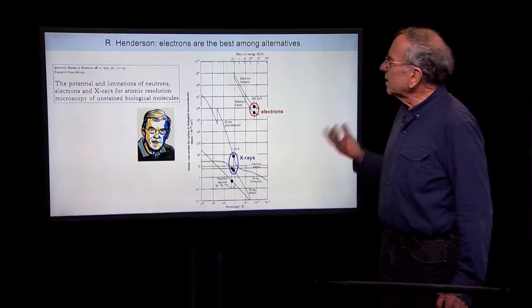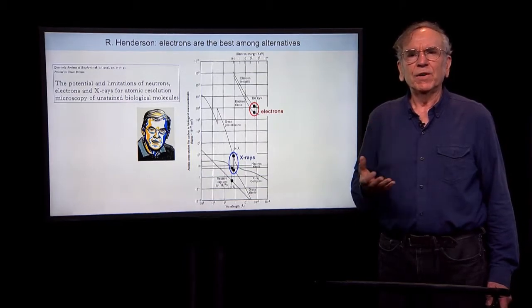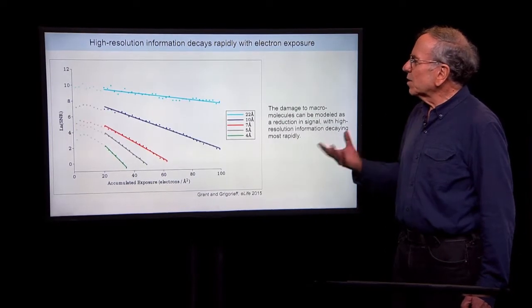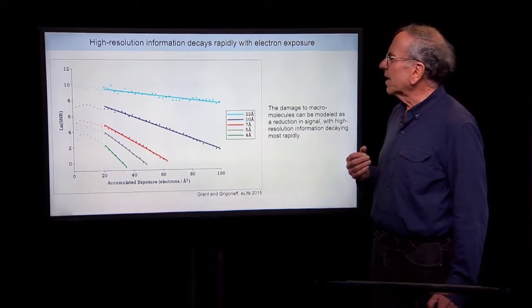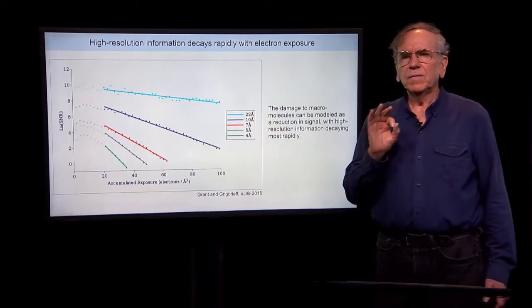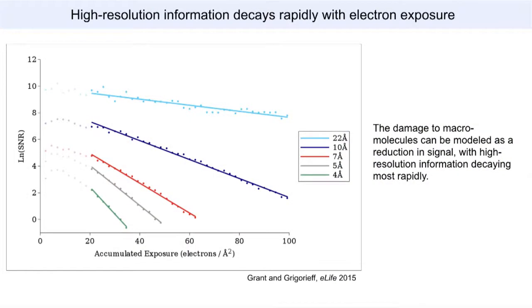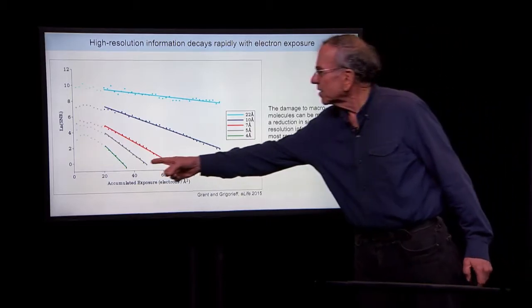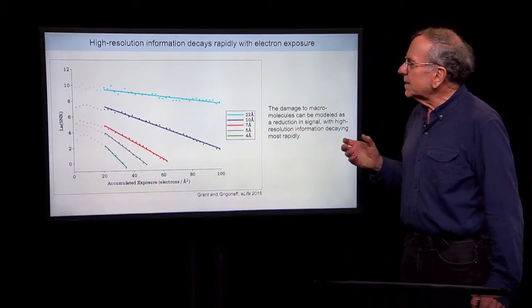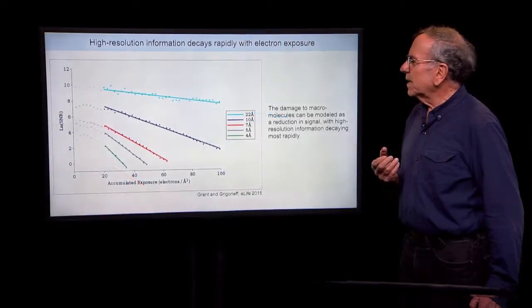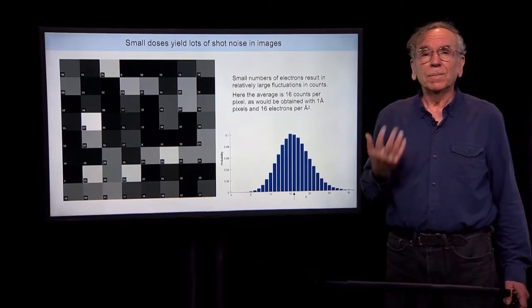But clearly, we cannot deliver too many electrons, or we will, in fact, burn up our macromolecules before we've gotten a decent picture of them. Here's a quantification of this by Grant and Grigorieff. Here they are estimating the amount of signal at different resolution ranges remaining in a sample as a function of the accumulated electron dose. And you can see that especially for maintaining high resolution information, this curve is for 4 angstrom resolution, the signal decreases by about an order of magnitude for every 10 electrons per square angstrom of accumulated dose. So that means that we cannot use very many electrons per square angstrom of specimen area.